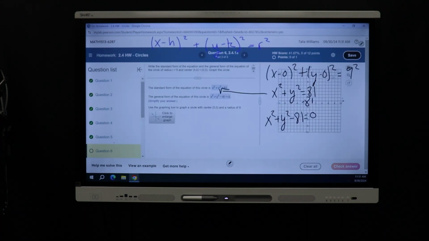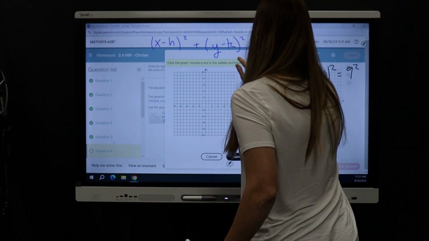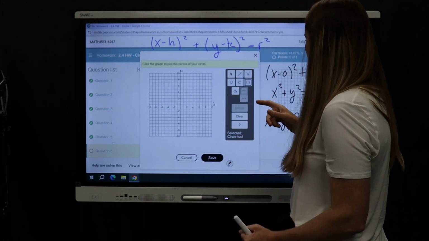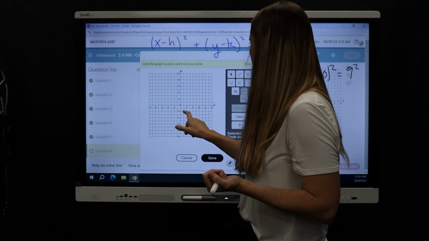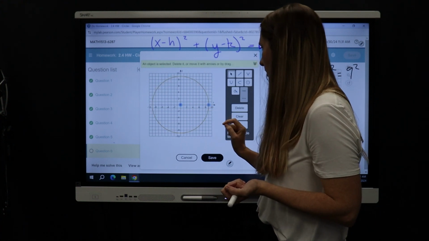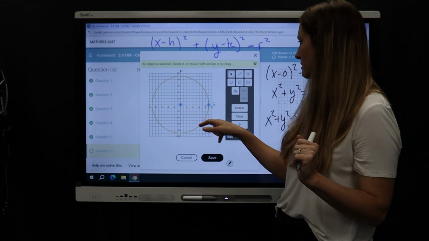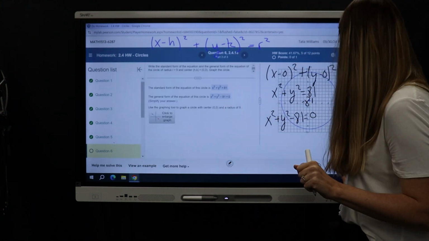Then graph this one, so all my stuff's in the way of the graph. Let's pop this up. I'm going to get rid of this arrow. So click your circle. Our center is 0, 0. And then our radius is 9, so it's going to go 9. You don't have to graph a whole lot.